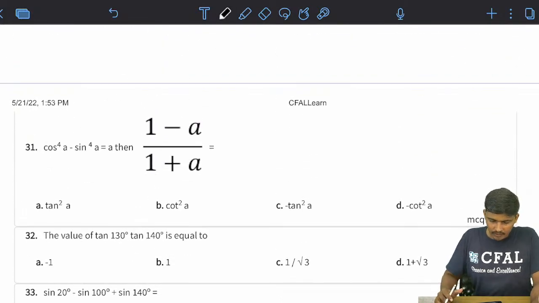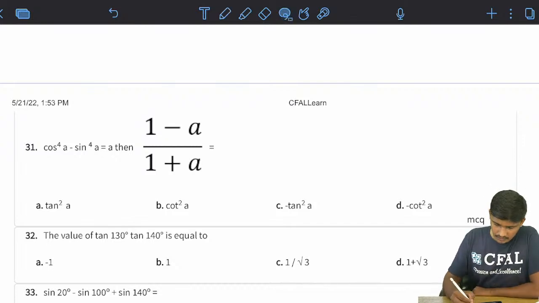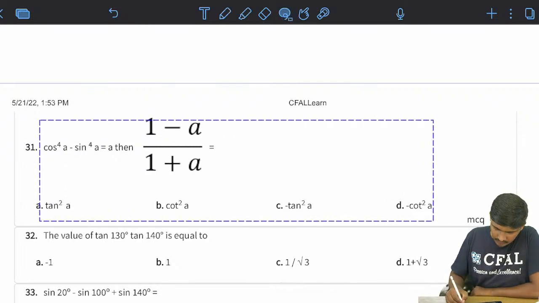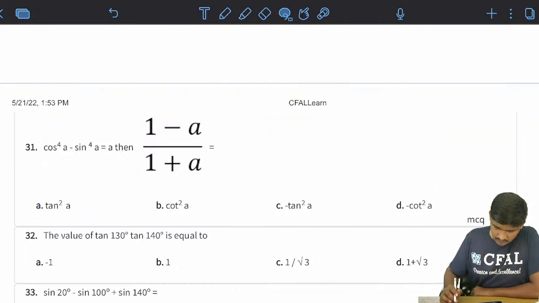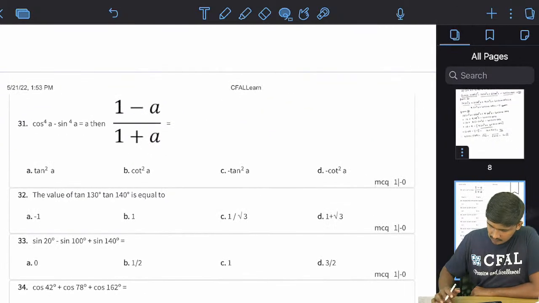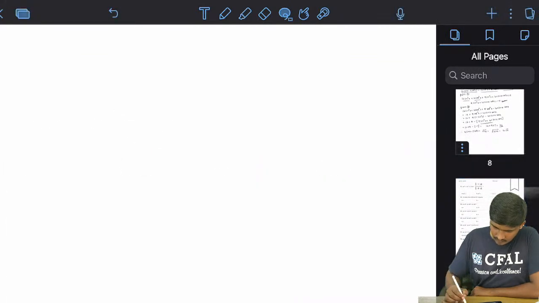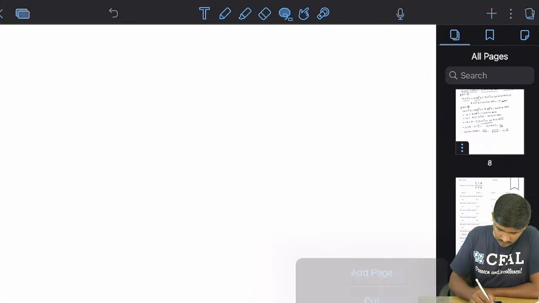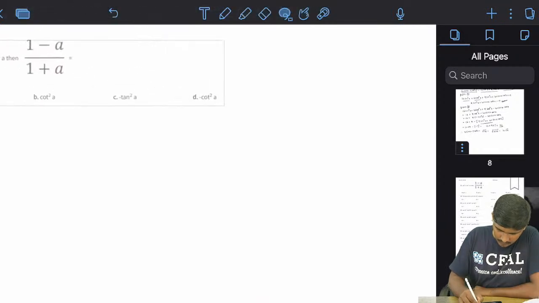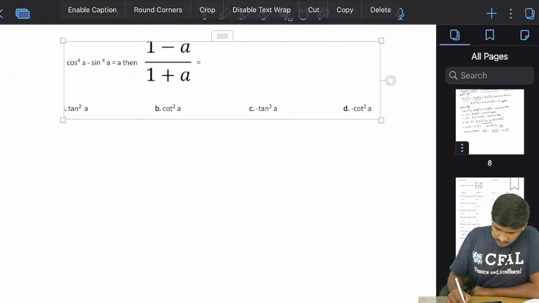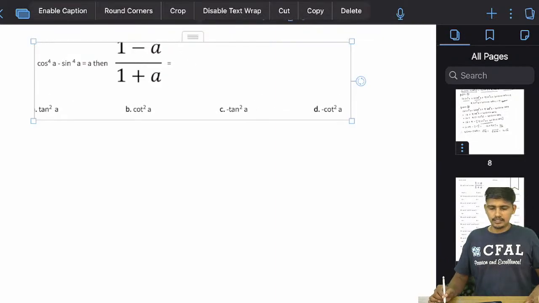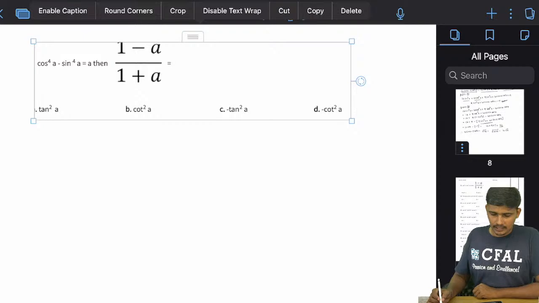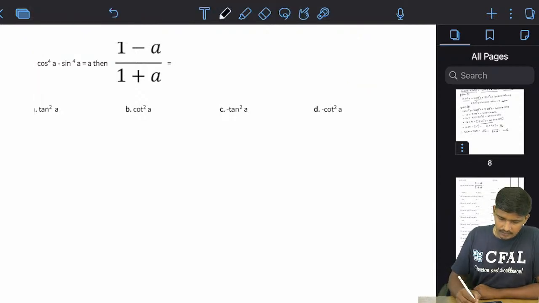If cos power 4a minus sin power 4a is equal to a, then what is the value of 1 minus a divided by 1 plus a? Let's try to solve this question now. If cos power 4a minus sin power 4a is equal to a, then the value of 1 minus a divided by 1 plus a will be equal to dash. Now let's try to solve this question.